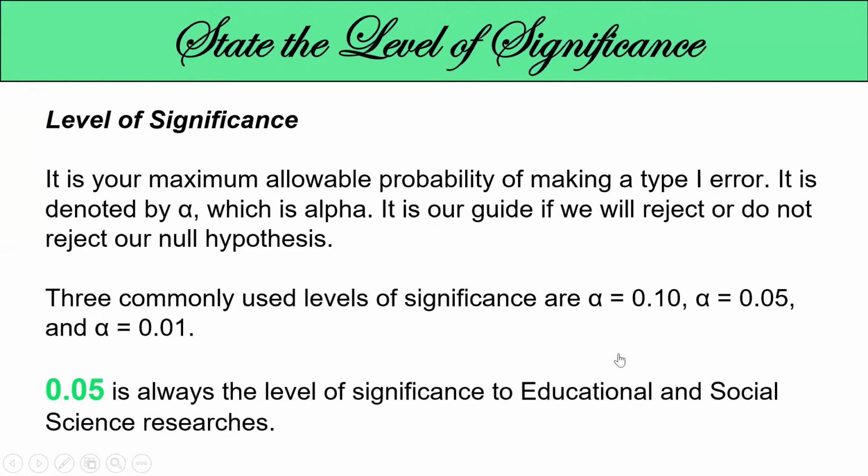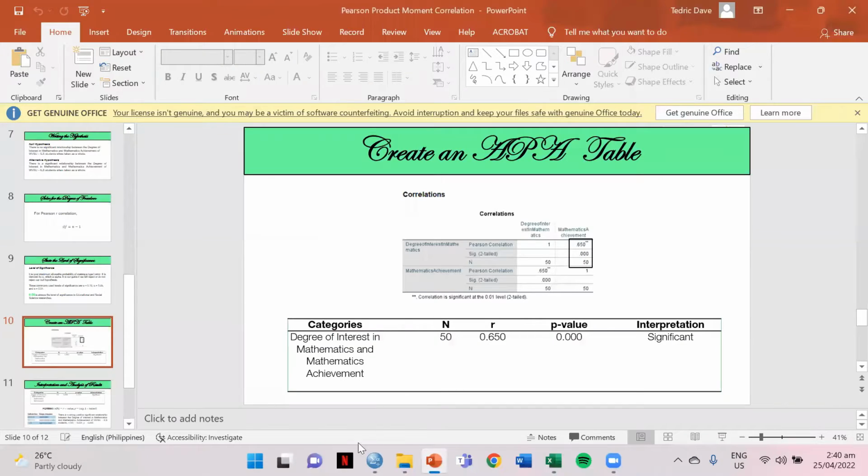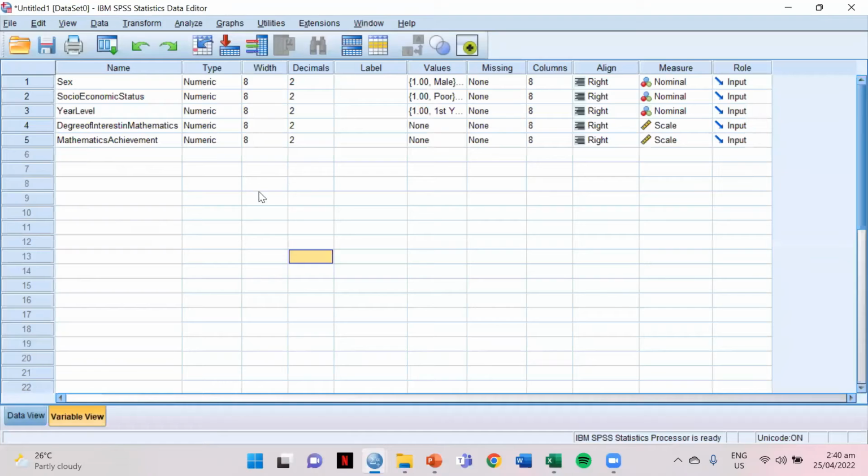For stating the level of significance, we will use the same significance level, which is 0.05, since it is educational and social science research. This is the result from SPSS. Before that, we will have to run it ourselves. Again, we already transferred the data from our Excel to the SPSS in our first video tutorial, so I think we are now set to do the Pearson product moment correlation.